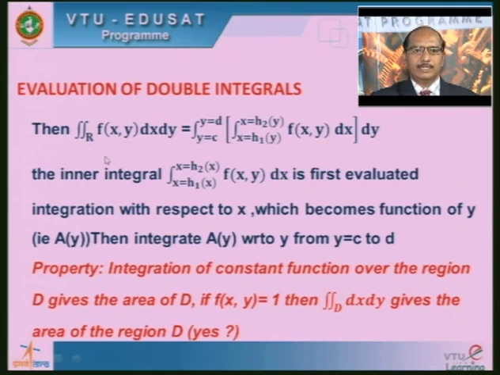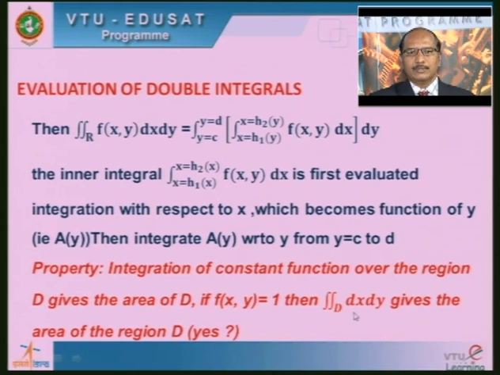integral of type 3. There is a property: the integration of a constant function over the region D gives the area of D. As I already discussed, if the function f(x,y) is 1, then the double integral of 1 dx dy gives the area of the particular region D. Is this the area? That is the question.